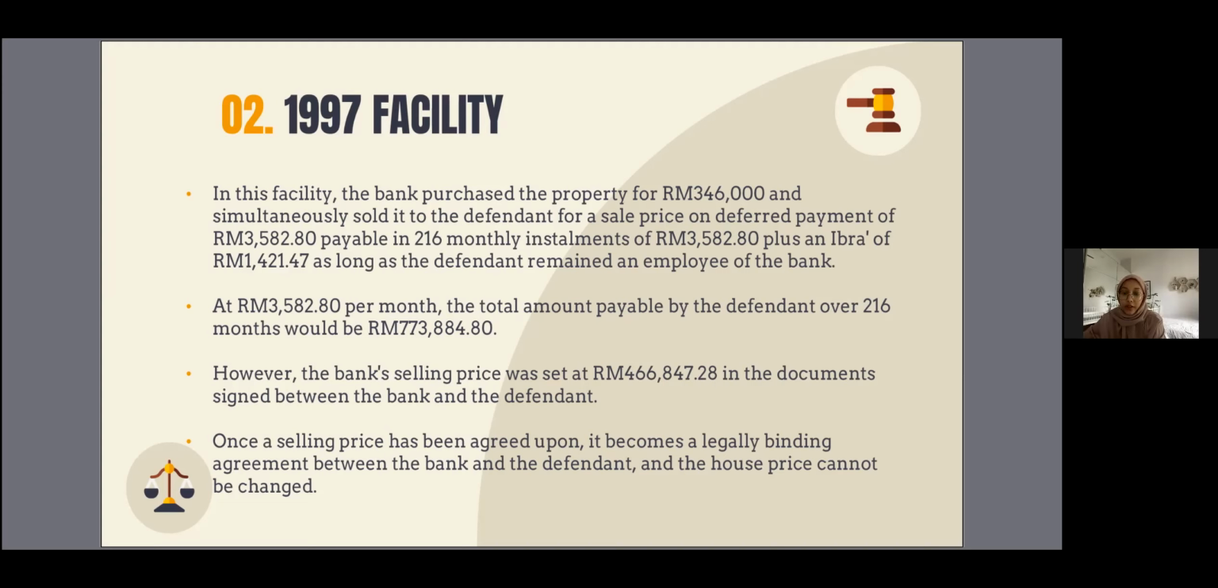At 3,582 ringgit and 80 cents per month, the total amount payable by the defendant over 216 months would be 773,884 ringgit. However, the bank selling price was set at 466,847.28 in the document signed between the bank and the defendant. Once a selling price has been agreed upon, it becomes a legally binding agreement between the bank and the defendant, and the house price cannot be changed.